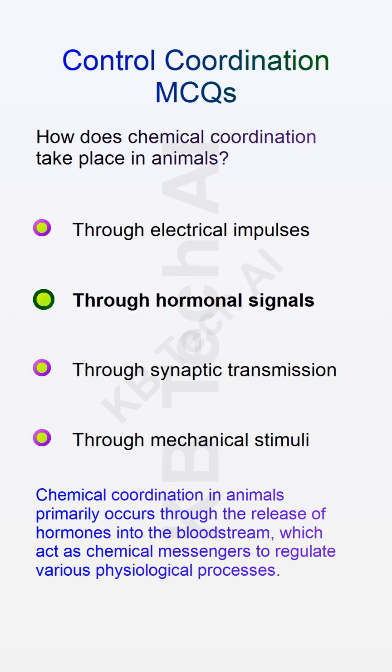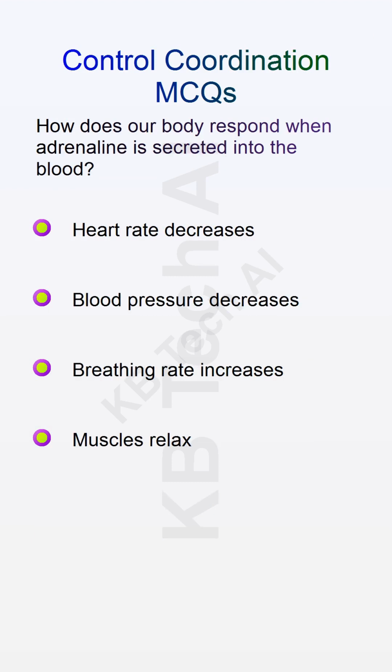The answer is Option 2. Through hormonal signals. How does our body respond when adrenaline is secreted into the blood?